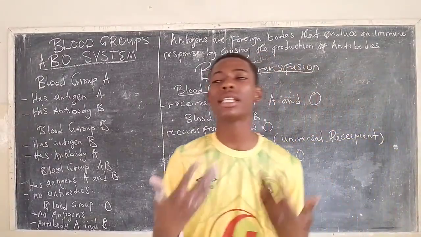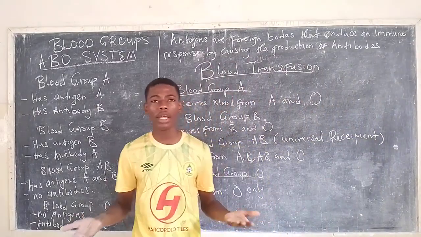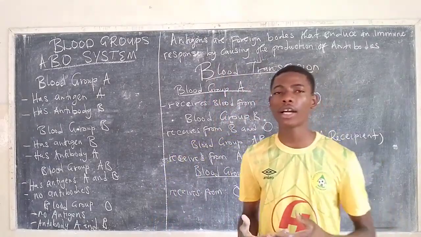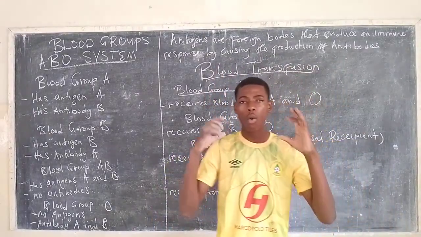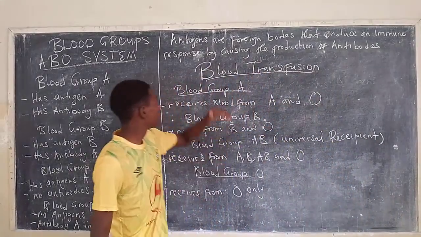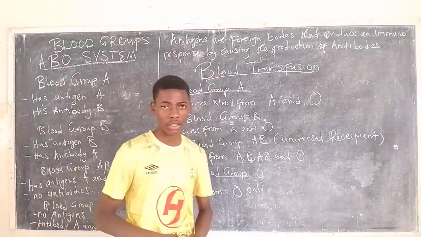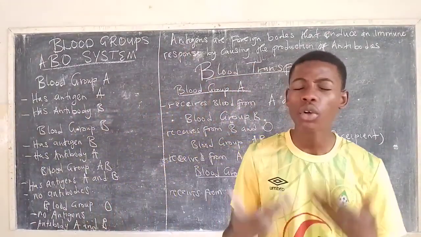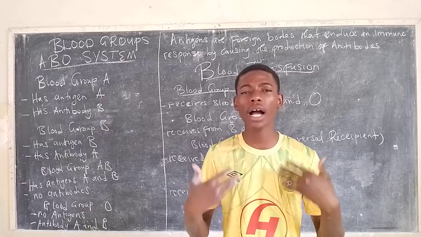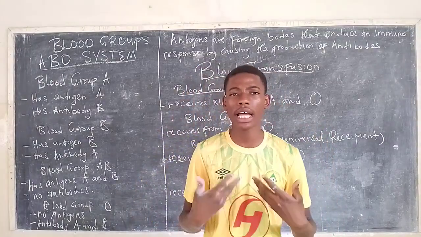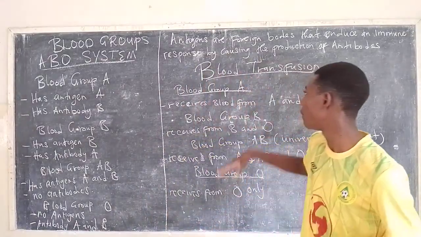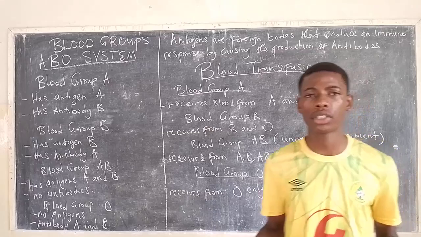So here we are doing what we call the blood groups. What makes a certain blood group to be called blood group A, B, AB, or O? The first thing that we need to look at is what is present on the red blood cell. On the red blood cells, there are what we call the antigens. So what is an antigen? An antigen is simply a foreign body that causes an immune response. An antigen will always be binding to the red blood cell.